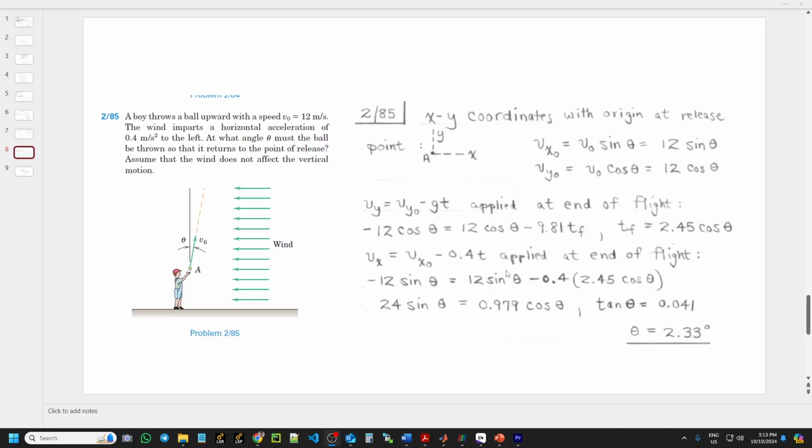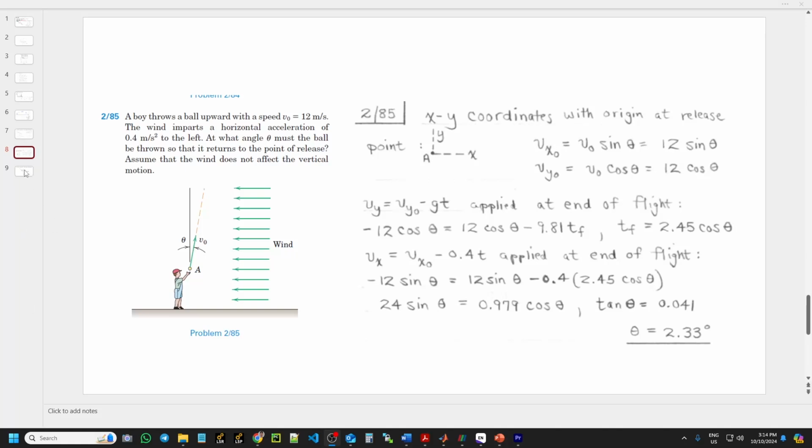And instead of t, from the first equation, we will find the t final. Okay. So this 12 cos theta goes to the other side, left hand side. It will be minus 24 cos theta divided by minus 9.81. It will be 2.45. And then TF will be equal to this. So we will substitute this one here. And tan theta will be equal to this number, or theta will be equal to this one. This is one solution.